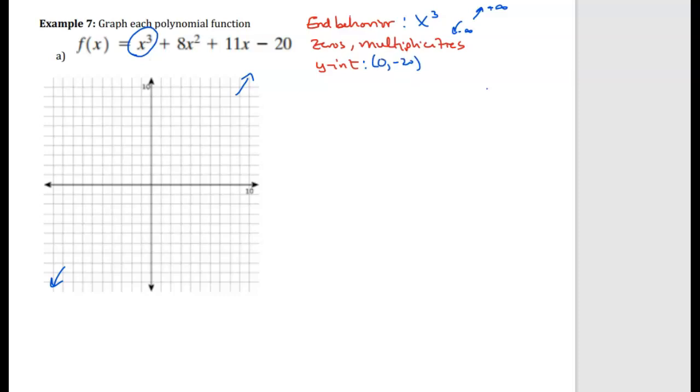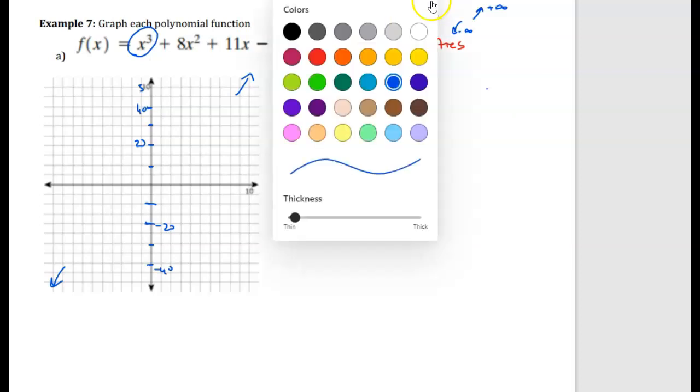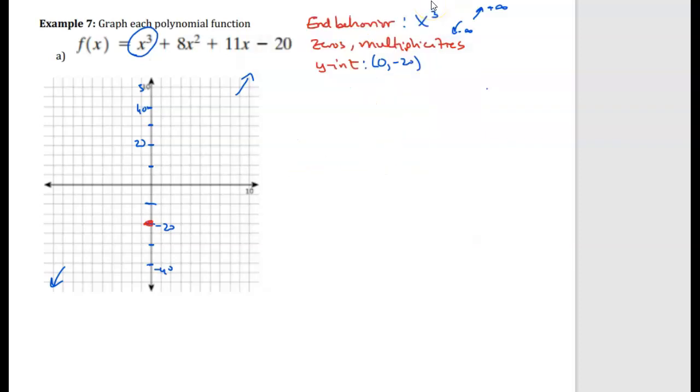Let's do these by tens. So 10, 20, 30, 40, and 50. 10, 20, 30, 40. Alright, so my y-intercept is right here. Now we need to figure out the zeros and the multiplicity.